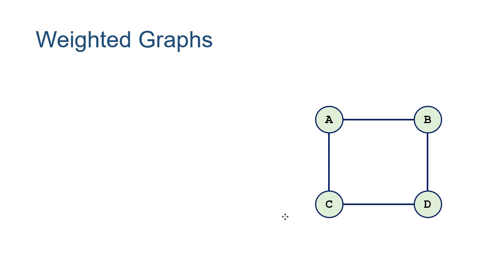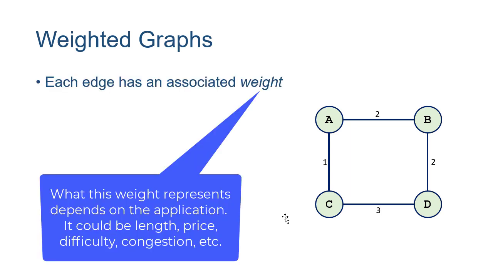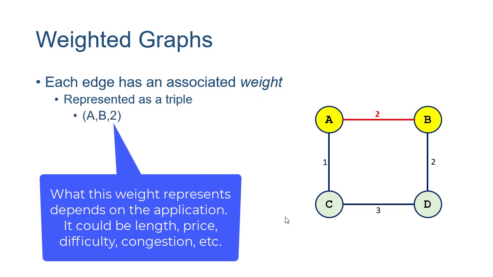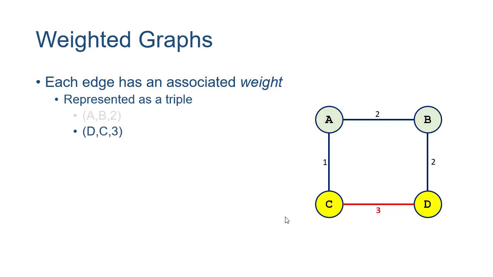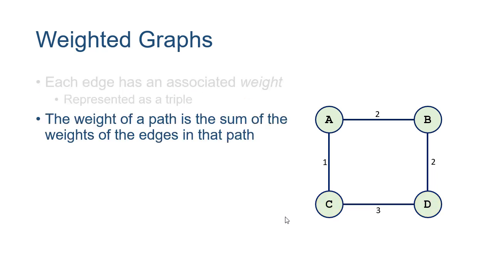Another type of graph is a weighted graph, where we associate a weight or a cost with each edge. These edges are represented as a triple. So this would be the edge AB2. This would be the edge DC3. These are undirected, but we could have directed weighted graphs as well. So the weight of a path is the sum of the weights of each edge in that path. So the path ACD has the weight 1 plus 3, which is 4.